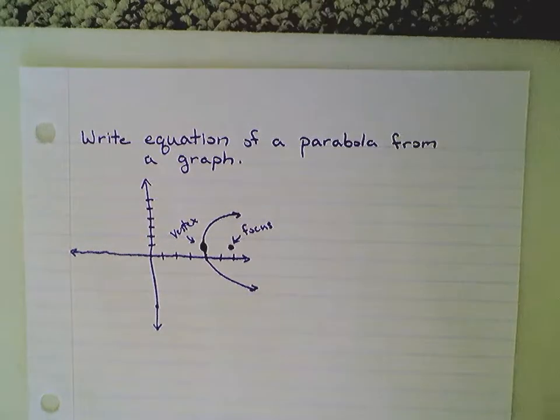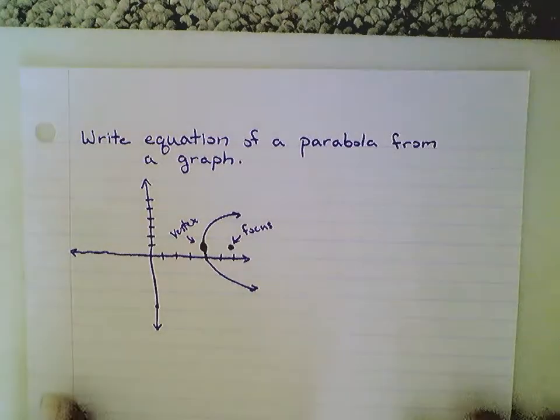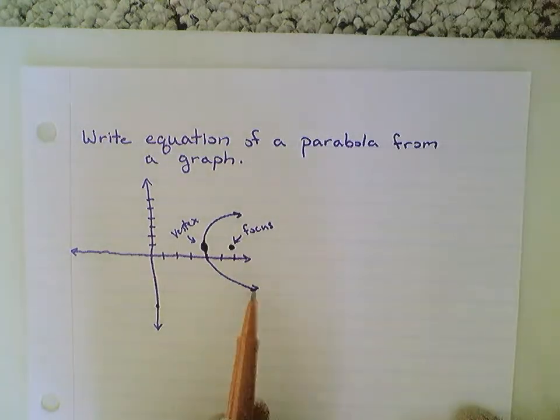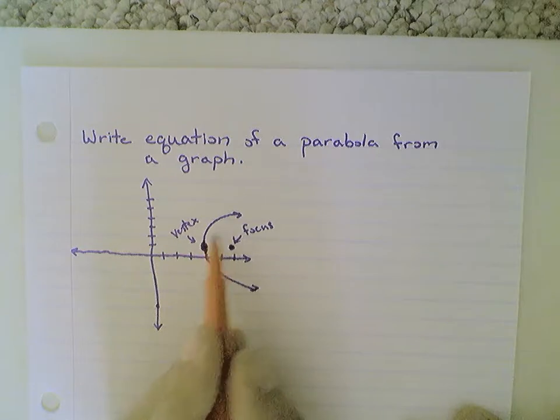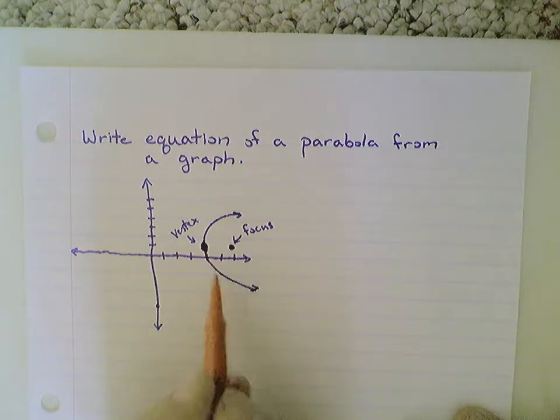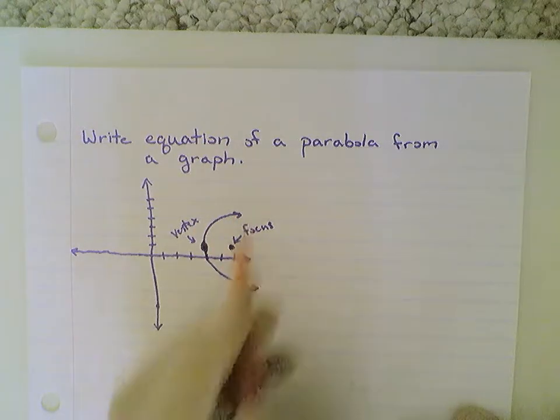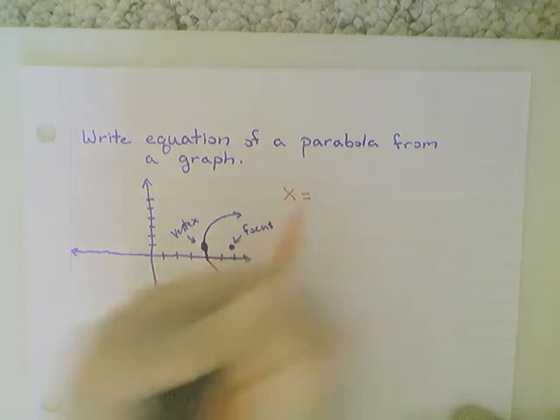Here I'm going to do a quick example of writing an equation of a parabola from a graph. So on this graph we have a parabola drawn. The first thing to notice is that it's actually opening up sideways. And anytime we have a parabola opening up sideways, that means the equation is going to be x equals.